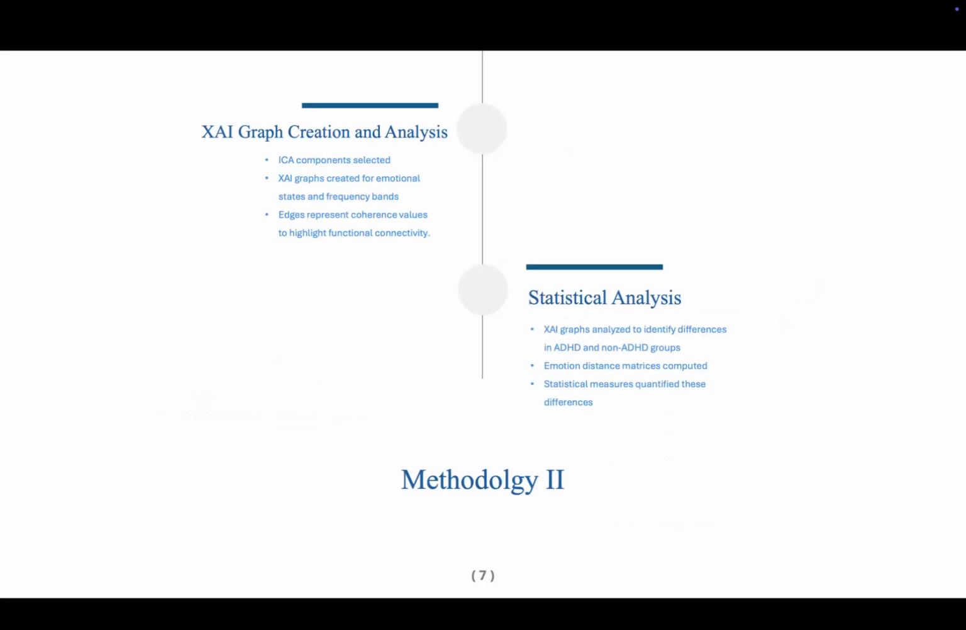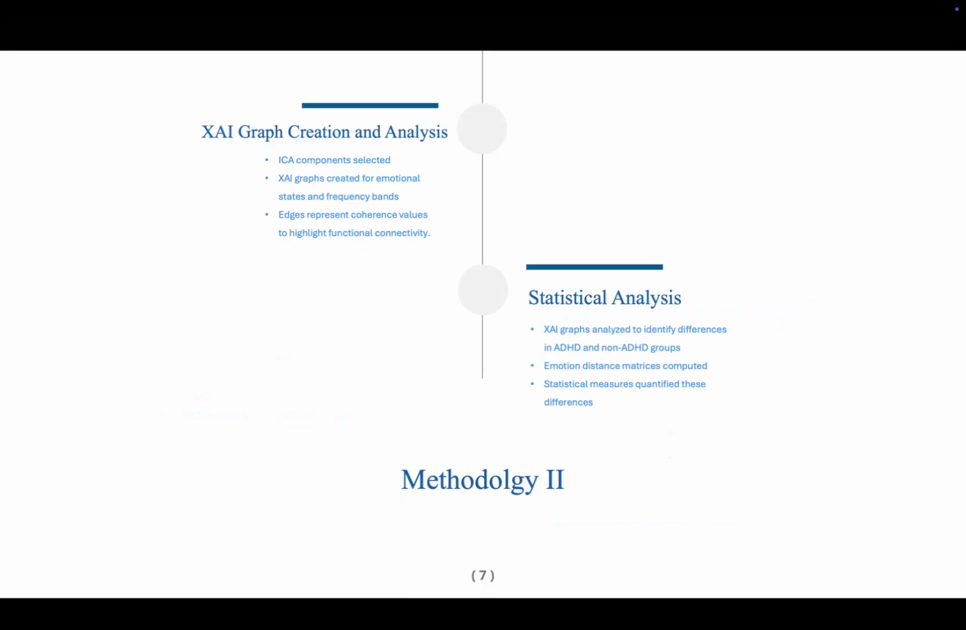Our methodology also includes XAI graph creation and statistical analysis. Using the selected ICA components, we constructed an XAI graph for each emotional state: angry, happy, neutral, and sad. And for the theta and beta frequency bands, these graphs represent coherence values between neural components, highlighting functional connectivity patterns in the brain. Different graphs were created for ADHD and non-ADHD groups, allowing us to focus on how their connectivity differs.